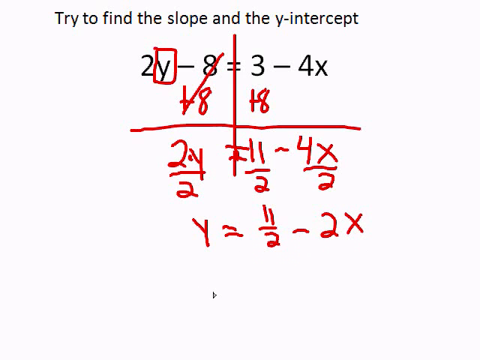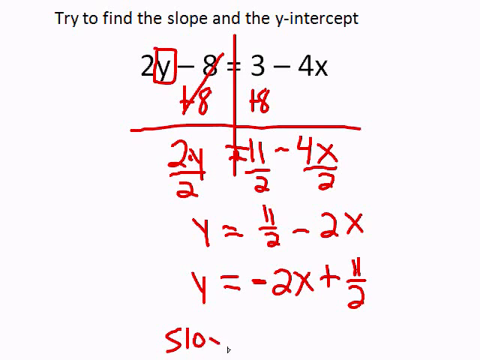Notice it is not in the right order, so I need to write the x first. And keep in mind that that's a negative 2x, so when I write the x first, I need to write negative 2x. And this is a positive 11/2, so I'm going to write plus 11/2, which means that my slope is -2, and my y-intercept is 0, comma 11 halves.